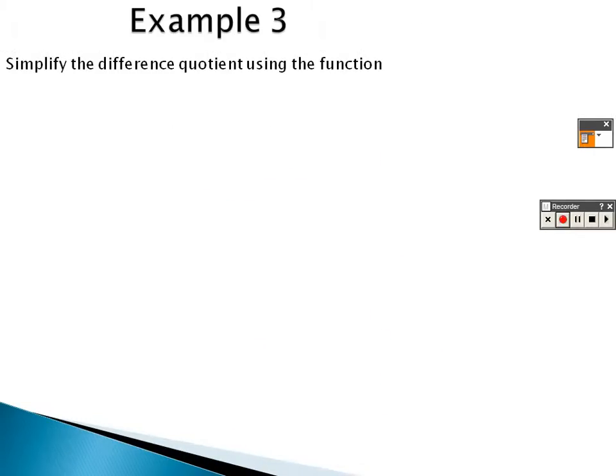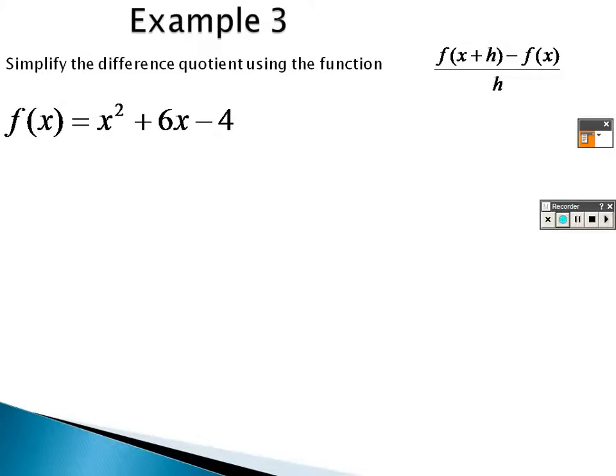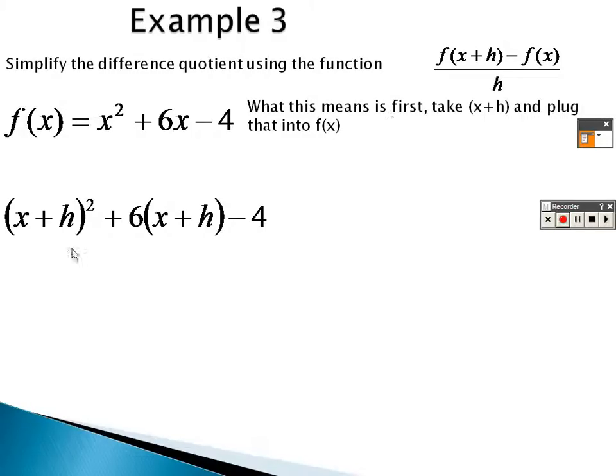Difference quotient: f of a plus h minus f of a over h is the difference quotient. So in example 3, simplify the difference quotient using the function, f of x plus h minus f of x over h. So what that means is I take this, and everywhere there is an x, I plug in an x plus h first. So that's what I did. x plus h, x plus h. Then minus the original equation with x's in it. So minus this right here, the original equation with x's in it.